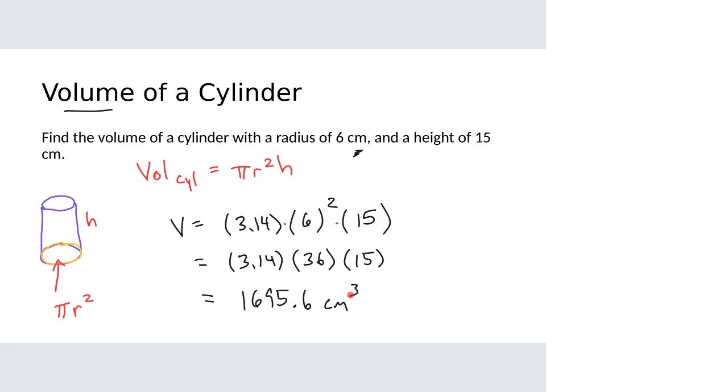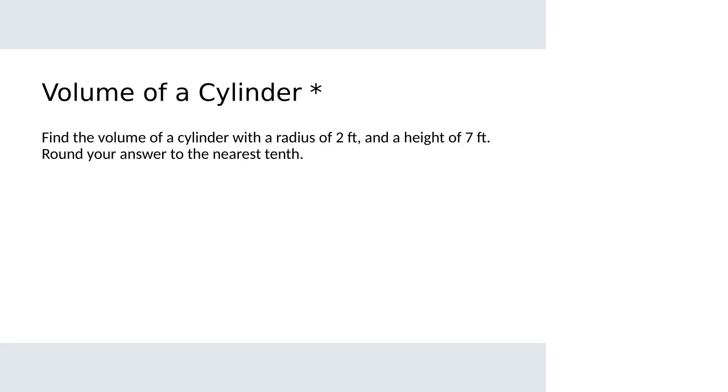Are there any questions about how we found that formula and how we use that formula before I have you try one where you find the volume of a cylinder? All right, here goes. Find the volume of a cylinder with a radius of 2 feet and a height of 7 feet. Round your answer to the nearest tenth. I'll set up a poll for this one for using the formula for finding the volume of a cylinder.